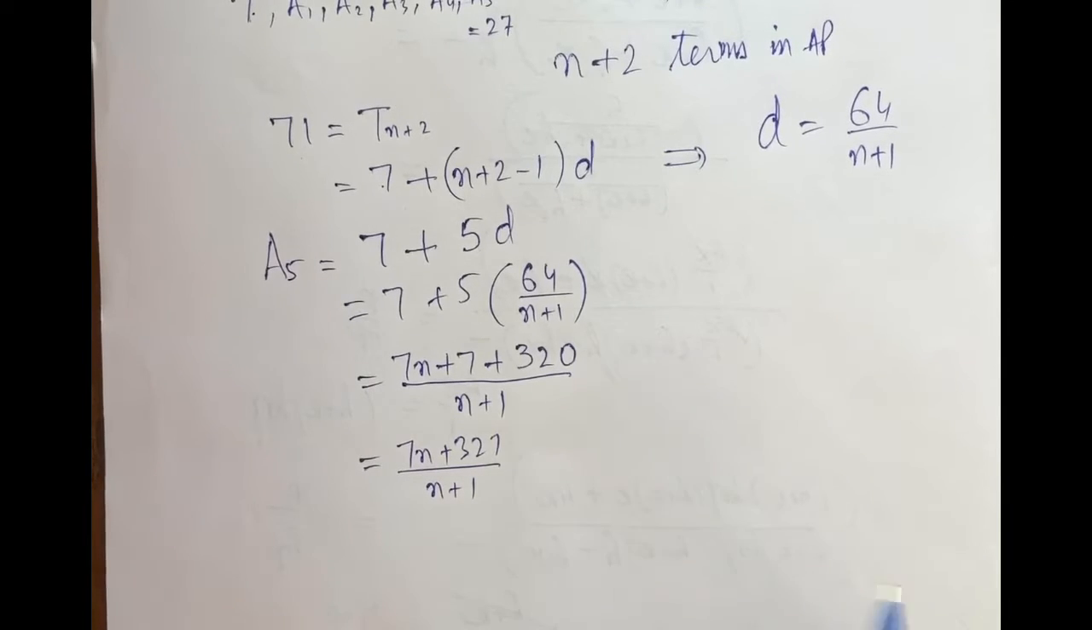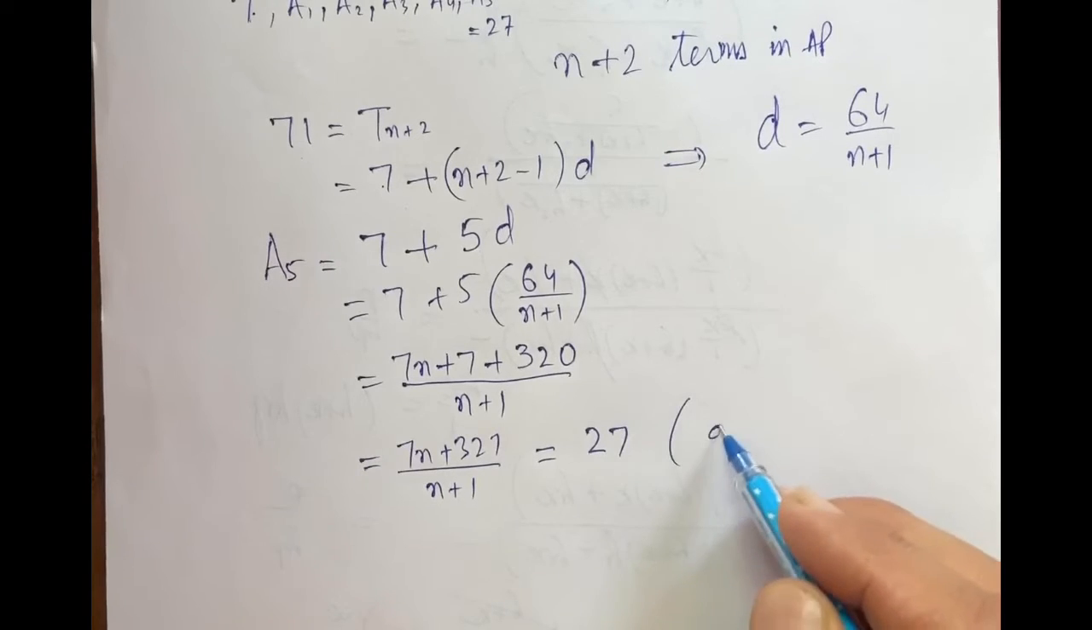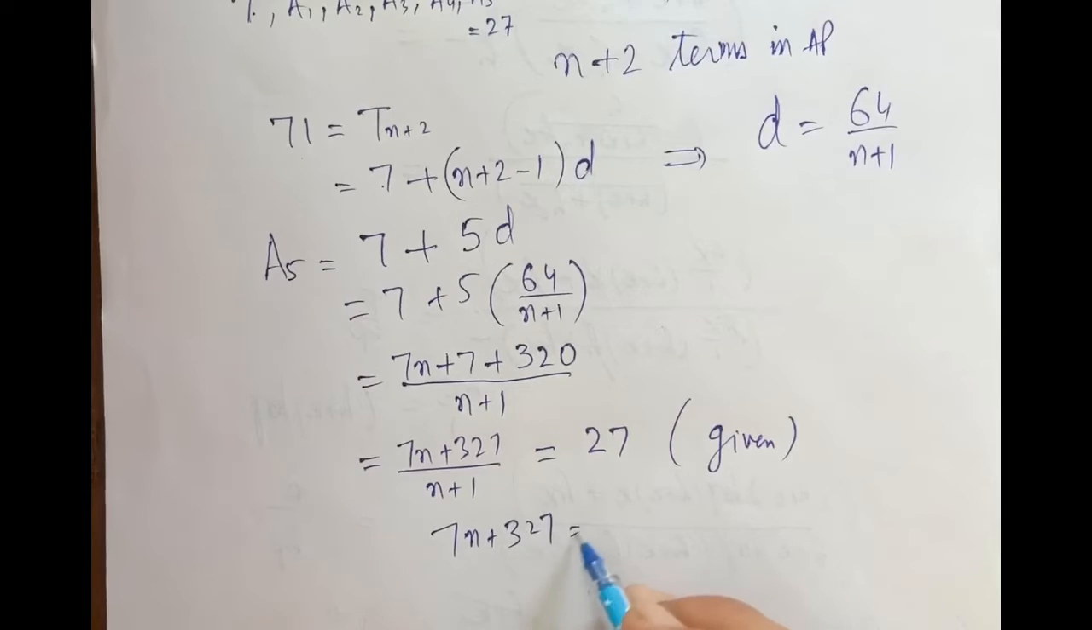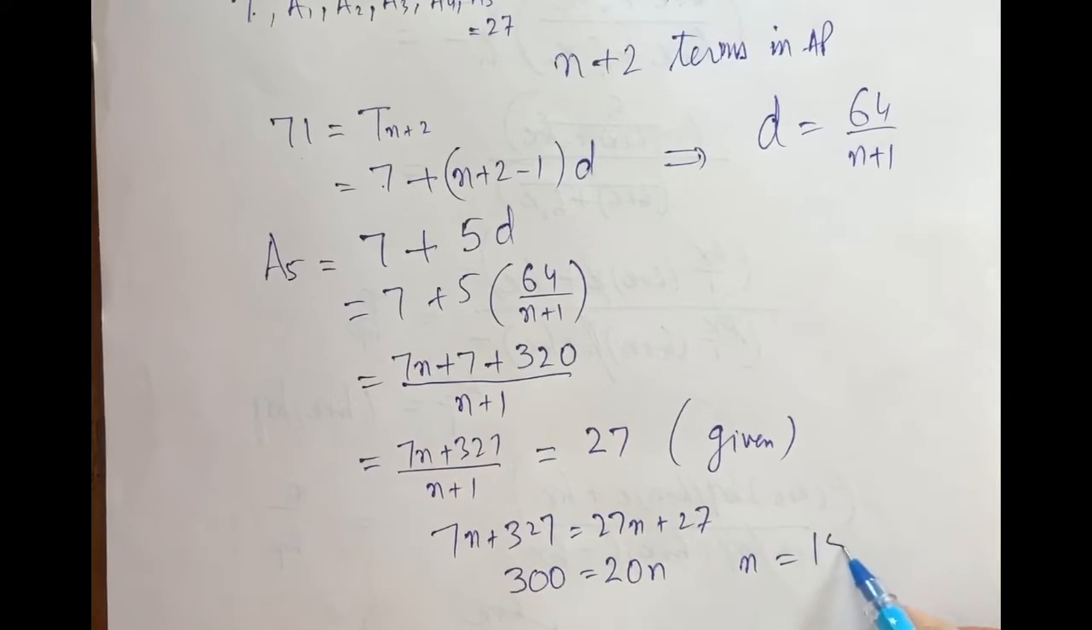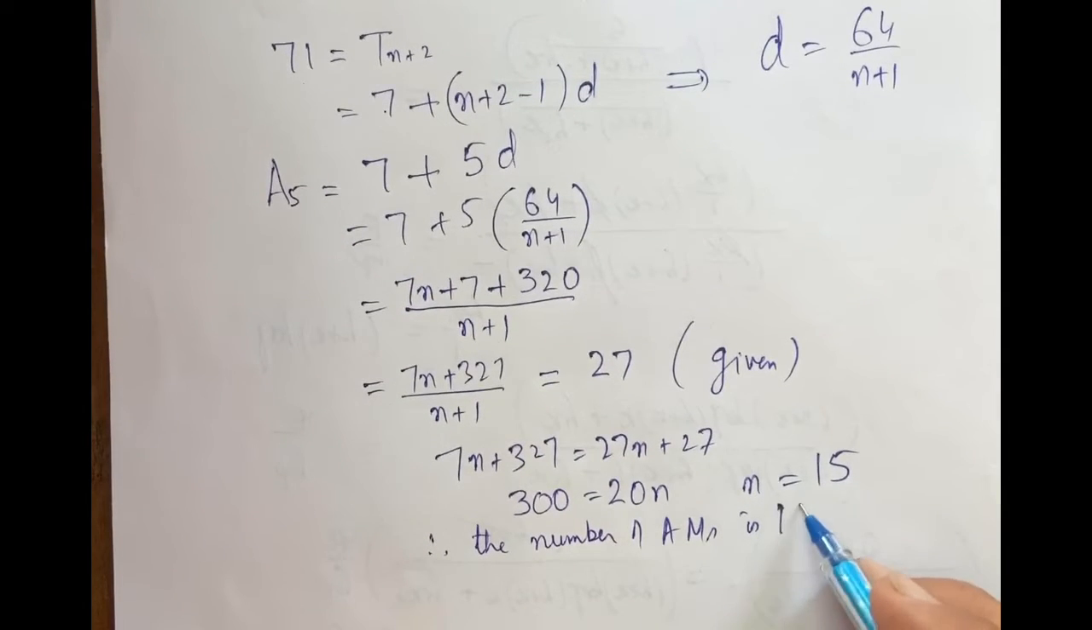And what is given? The fifth arithmetic mean is given equal to 27. So this means 7n plus 327 is 27n plus 27. 327 minus 27 is 300, which is 20n, or this means n is 15. Therefore we can say the number of arithmetic means is 15.